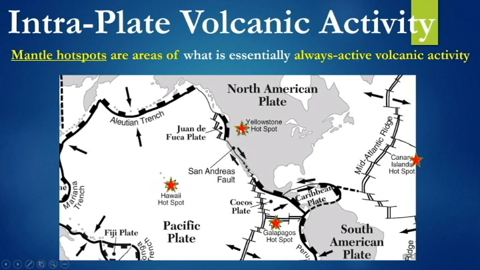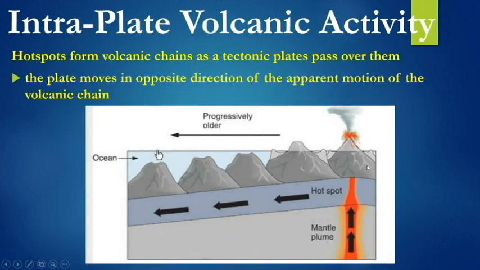We have Hawaii here. Yellowstone's a famous one, and notice how it's pretty close to the plate boundary, but it's not on the plate boundary. It's not adjacent to it. The Galapagos one is pretty close to a divergent plate boundary. The Canary hotspot is not near a plate boundary. So again, it kind of violates the rules, or the predictions, rather, of plate tectonics.